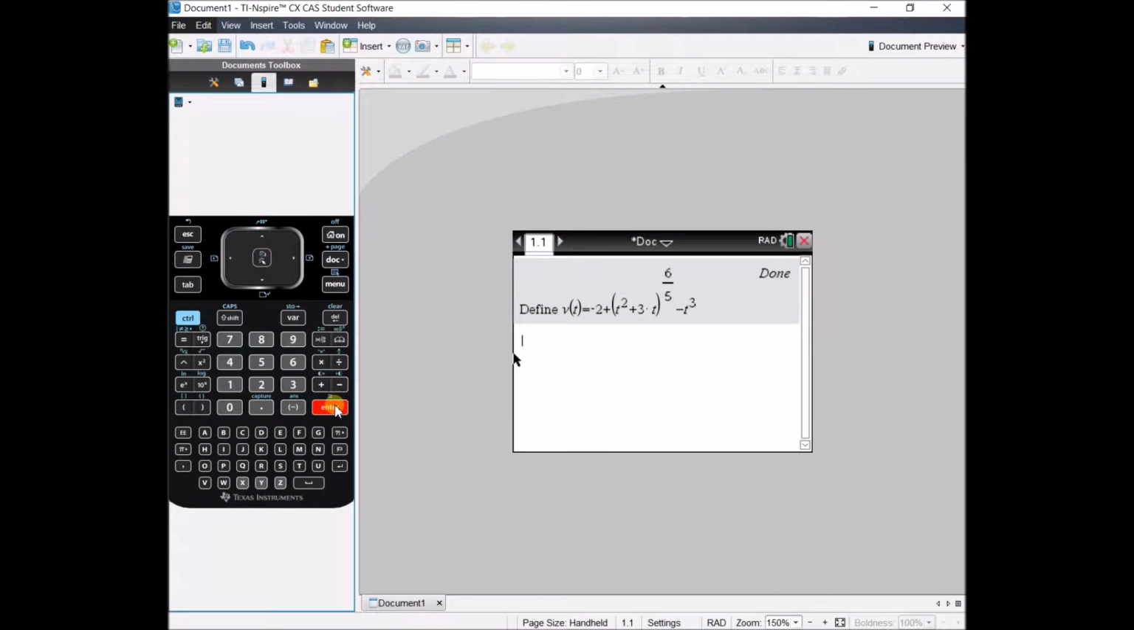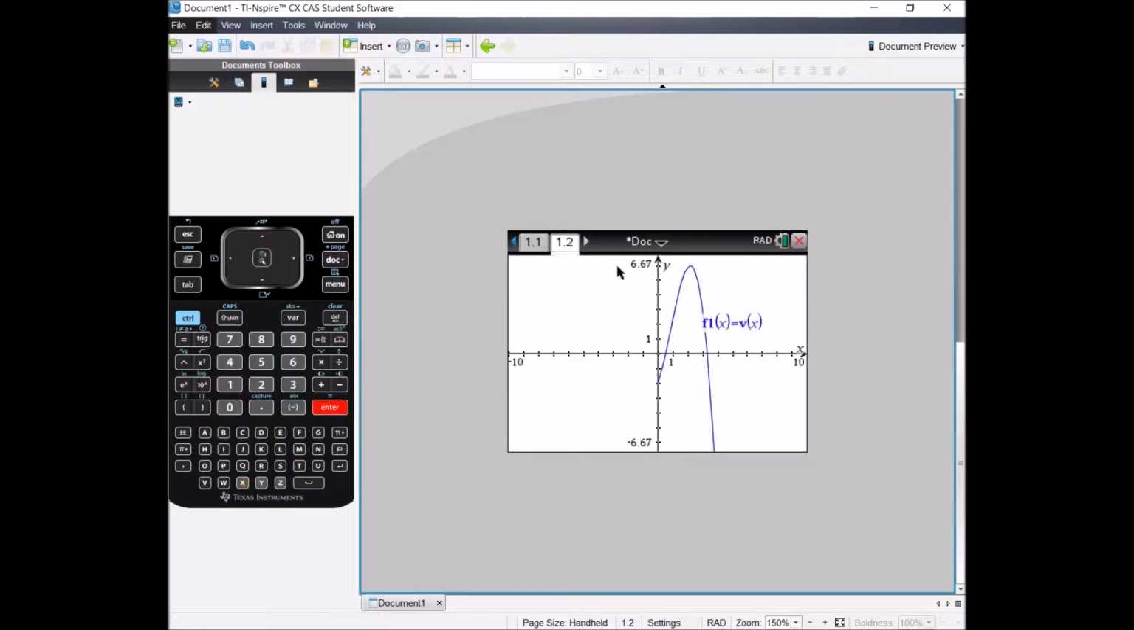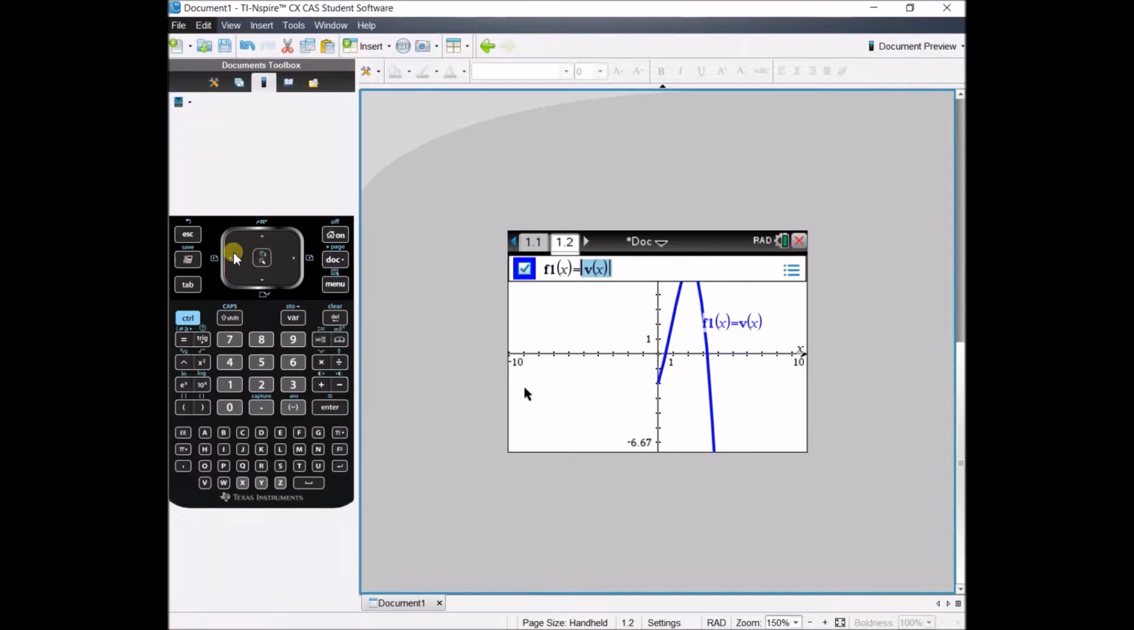So now we need to graph v(t). So we will insert a new page for graphing. There we go. Now we see our v(t) right there, except it's v(x) because it's f(x) here. You need to use the same variable in both. So now we need to find where the absolute value of v(t) equals 2. So let's change that v(t). We will put an absolute value around it. There we go.